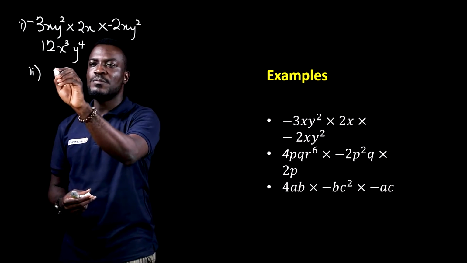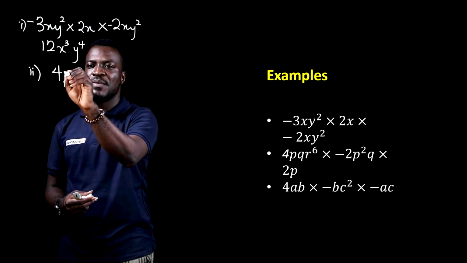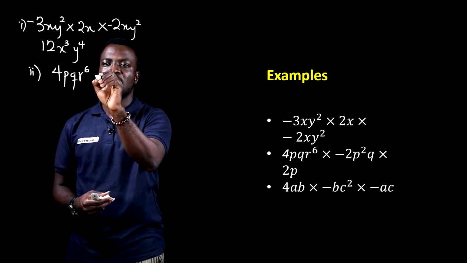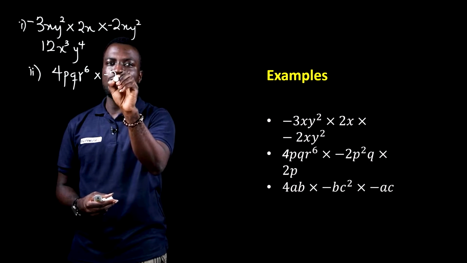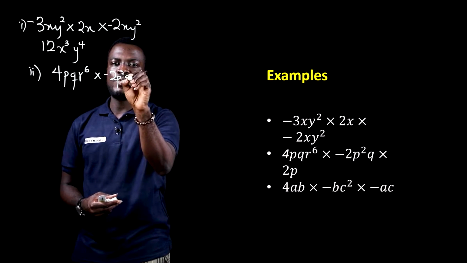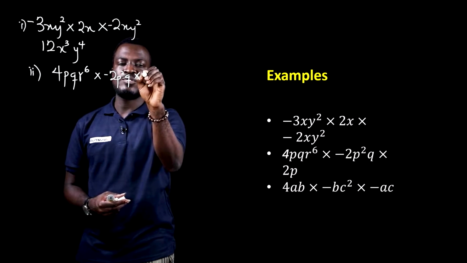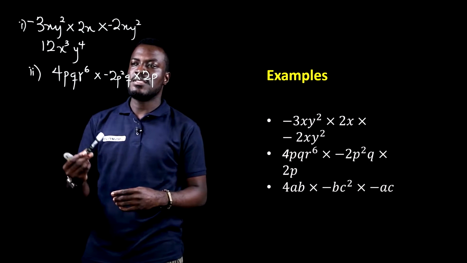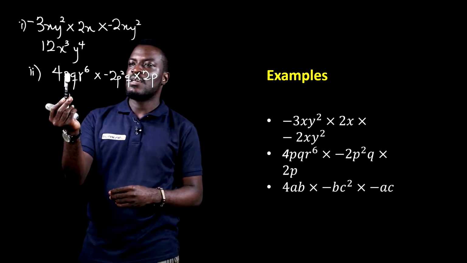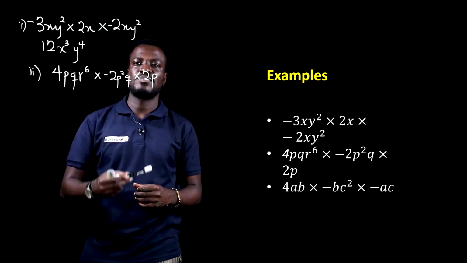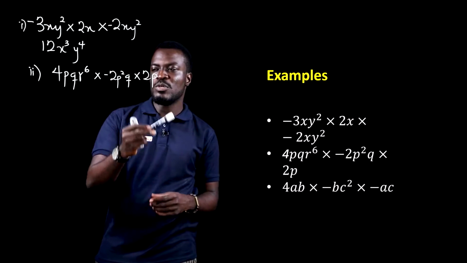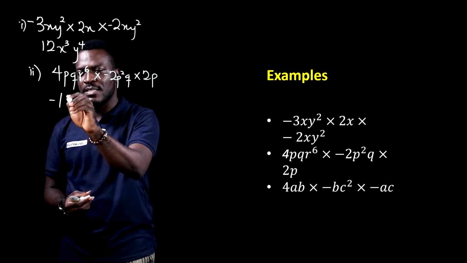We have 4pqr raised to the power 6 times negative 2p squared q times 2p. So let's deal with the coefficients. 4 times negative 2 is negative 8. Negative 8 times 2 will give us negative 16.